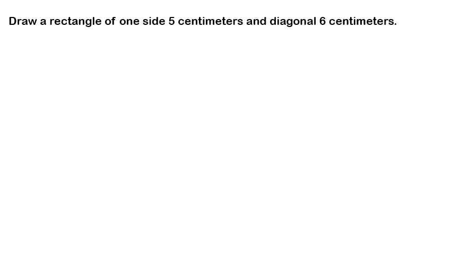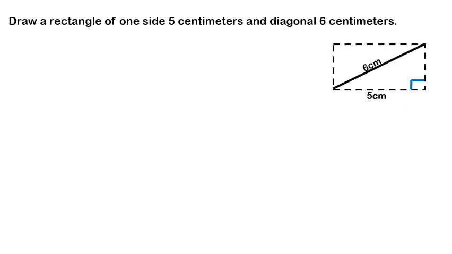Let us see another question. How do we draw a rectangle of one side 5 cm and diagonal 6 cm? Children, in this question they have given one side and the length of its diagonal. So first let us draw a rough sketch. You know a diagonal splits a rectangle into two right triangles. So let us draw one of these triangles first.